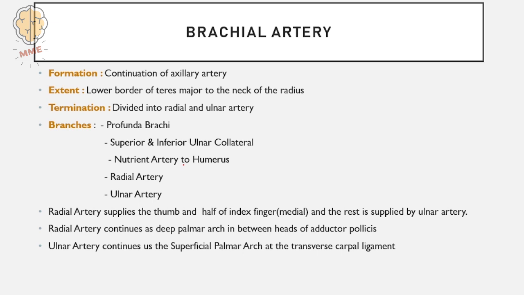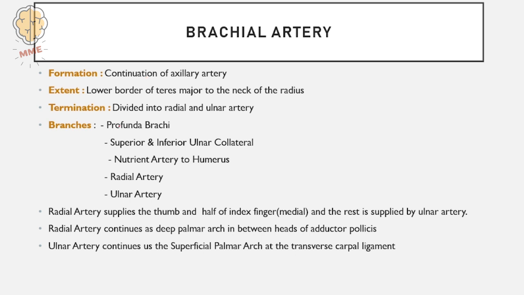So brachial artery, here I have given it in a format wise because it comes in your professional examinations. So you have to read about it, and the question related to the professional I will discuss in the later half. Formation, it is the continuation of axillary artery. Extent, it is from the lower border of teres major to the neck of the radius. Termination, it is divided into radial and ulnar artery.